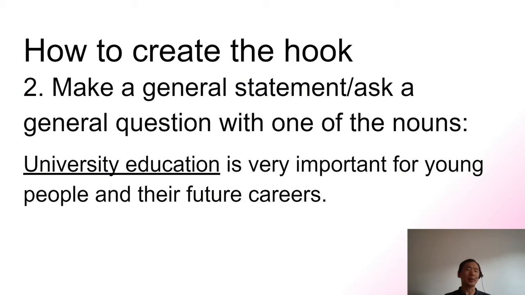Let's look at the example. University education is very important for young people and their future careers. So we used university education in the example.